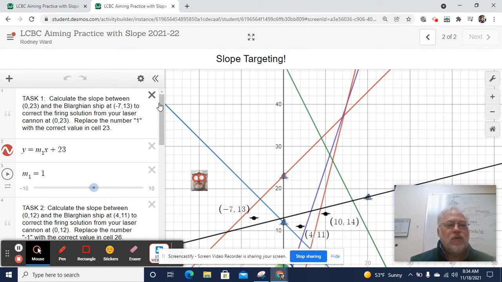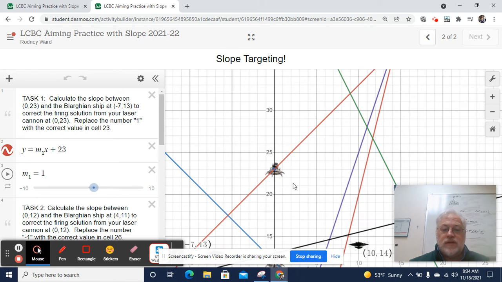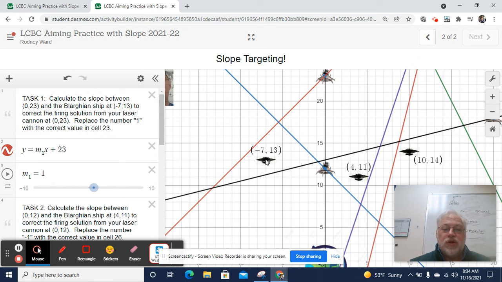Now we actually can see what we're doing. So your first task is to calculate the slope between (0, 23). That's one of your laser cannons. See there? There's a laser cannon right there. And you're going to target a Blargian ship at (-7, 13). There's the Blargian ship at (-7, 13). Now, I've already got an equation set up for you, but it misses. And so what we need to do is calculate the slope between these 2 points, between (0, 23) and (-7, 13).